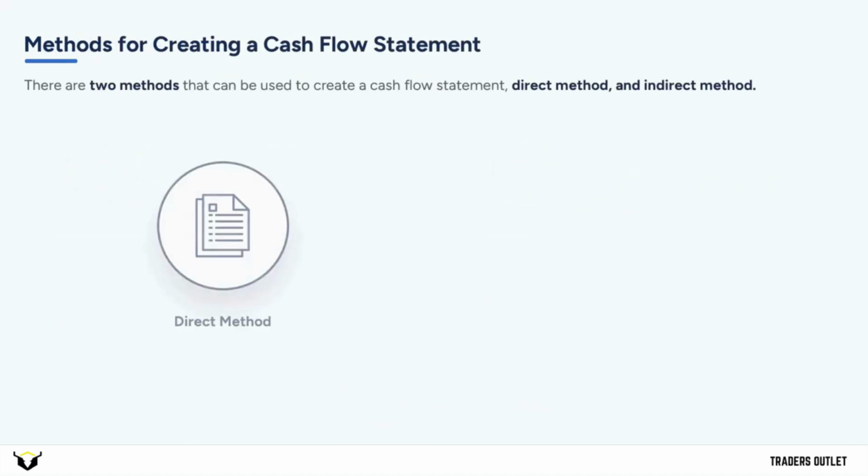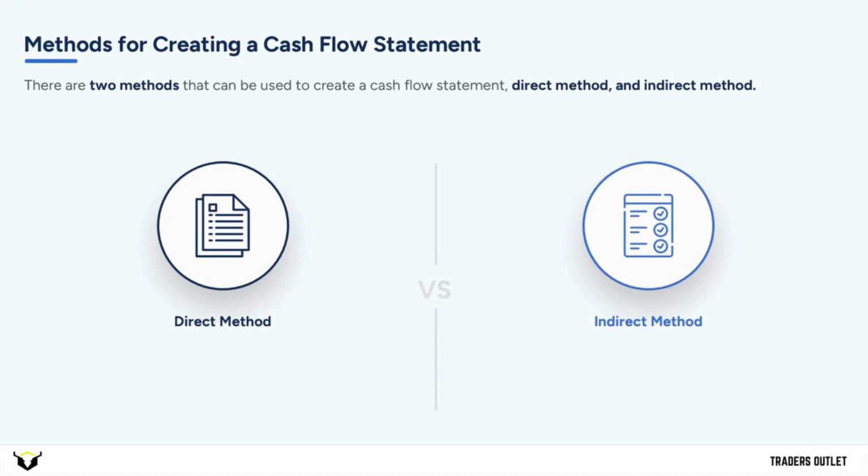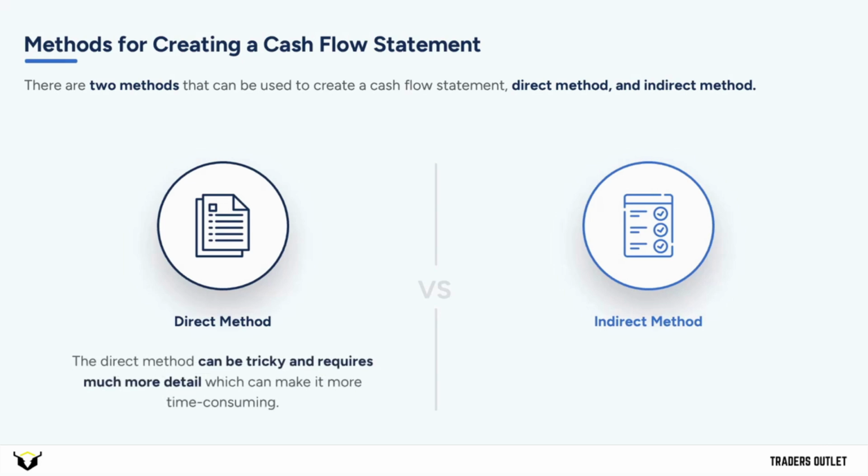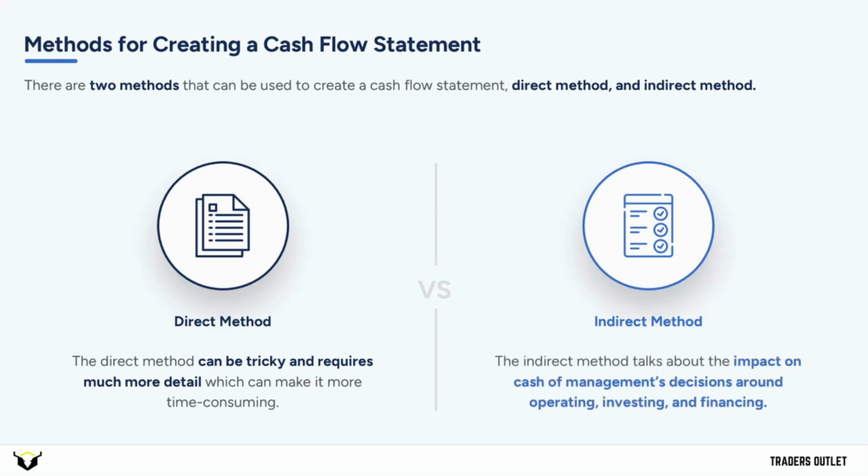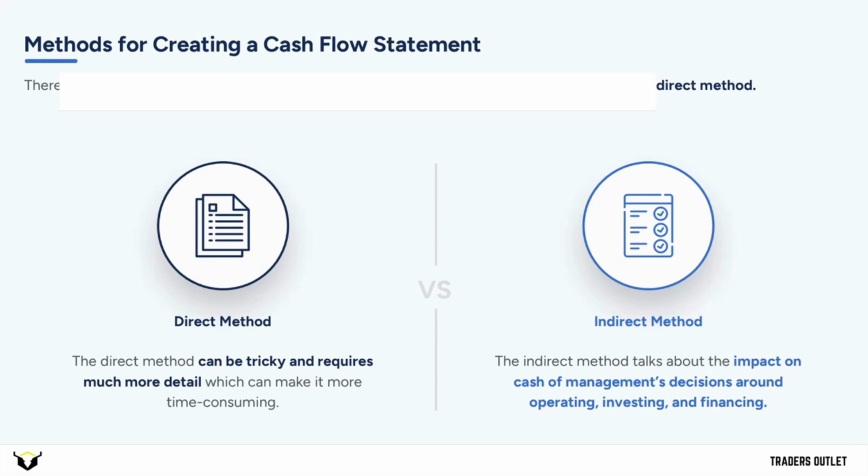There are actually 2 different methods you can use to create a cash flow statement. Each method has benefits, but the direct method can actually be very tricky, and it also requires a lot more detail, which can make the whole process a lot more time-consuming. The indirect method talks about the impact on cash of management's decisions around operating, investing, and financing activities. I'll show you how both work and why most organizations prefer to use the indirect method.